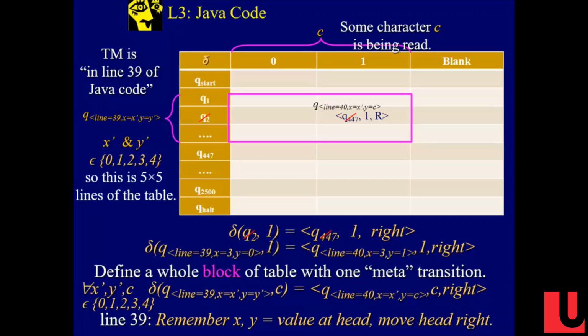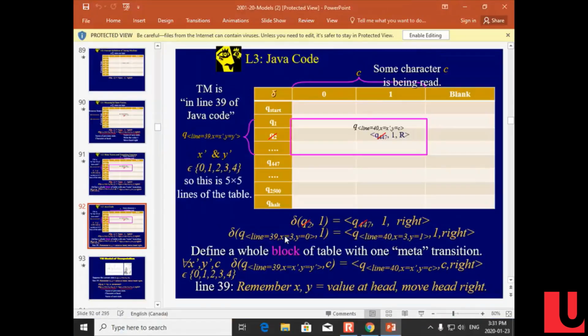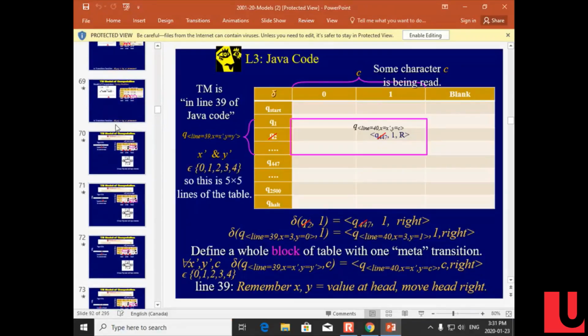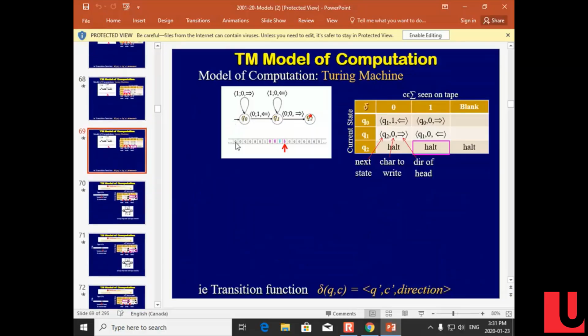We're on 9, right? There's the tape, right? I'm in this state, and I read a 0, so I write a 0, and I move my head right. Right? That's what a Turing machine is.